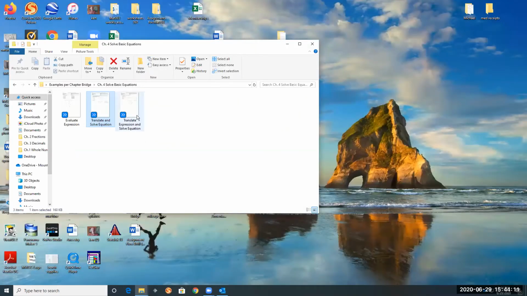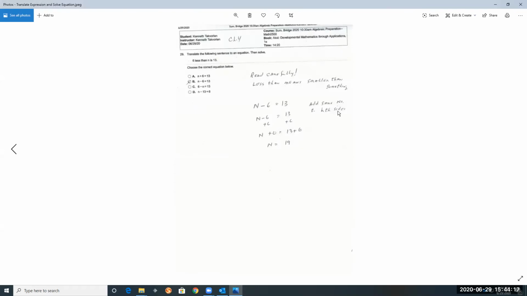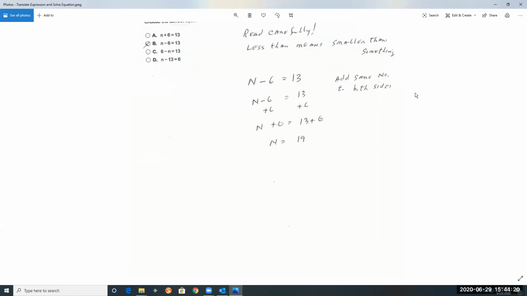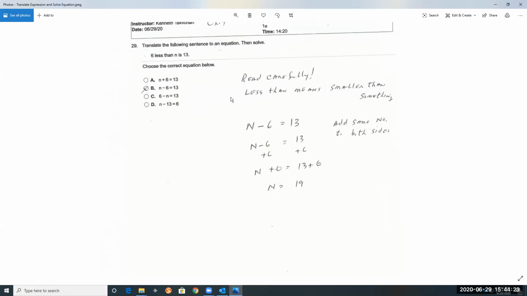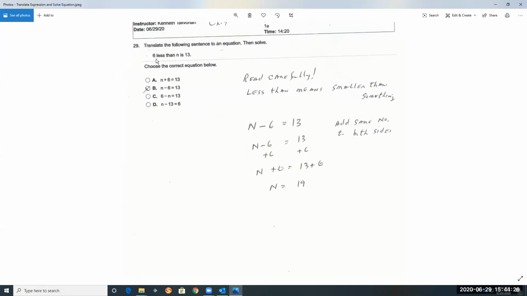Another problem we want to look at is translating an expression into an equation and solving it. The expression says 6 less than n is 13. Again, read carefully. Less than means smaller than something else. So 6 must be less than something else. It's not 6 minus; it's 6 taken away from the value n. So n minus 6 is 13.